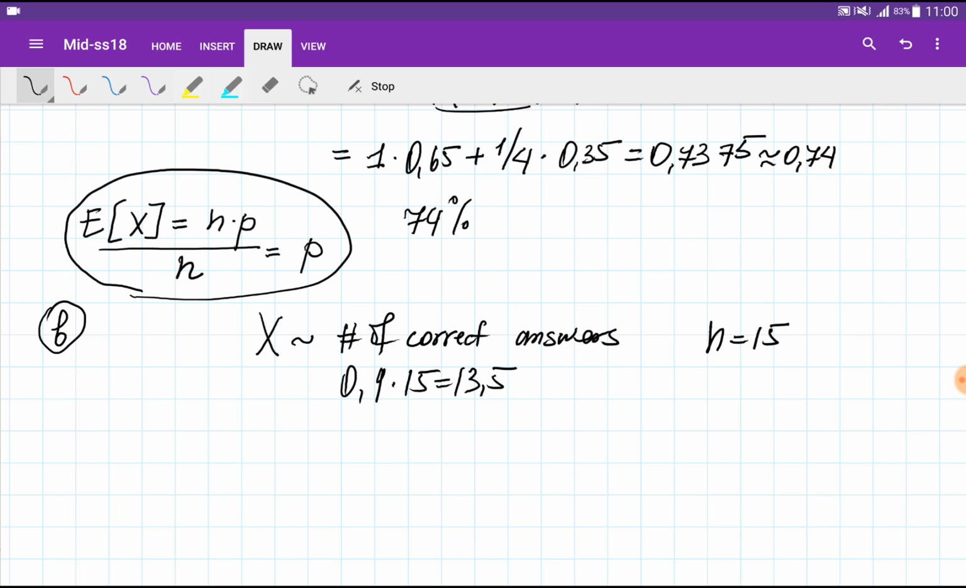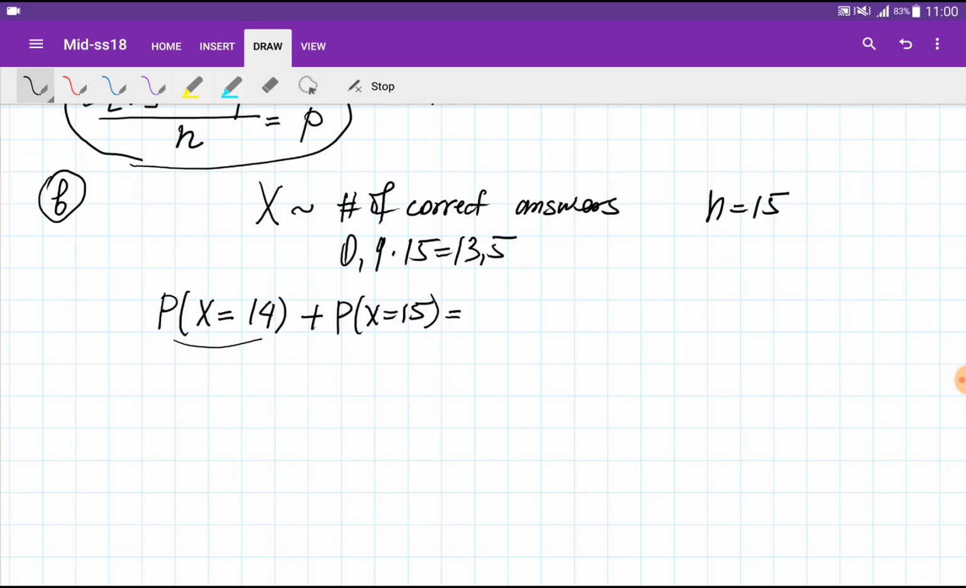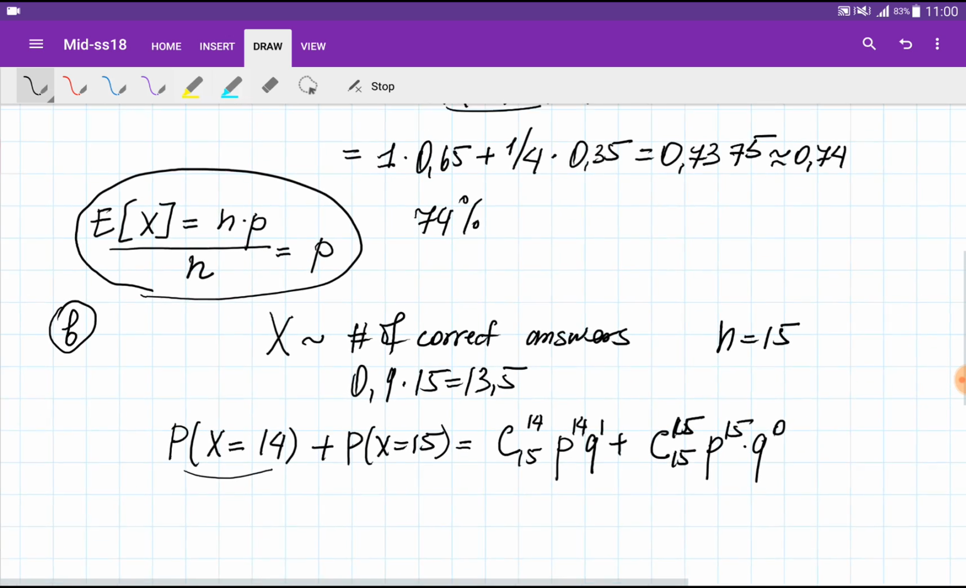So in order to answer 90% or more of the questions correctly, we need to evaluate the probability of answering 14 questions correctly, or the probability of answering 15 questions correctly, right? For 14 questions correctly, using the binomial formula, the probability is combination of 15, 14, multiplied by p to the power of 14, q to the power of 1, plus combination of 15, 15: the number of successes is 15, and the number of failures is equal to 0.